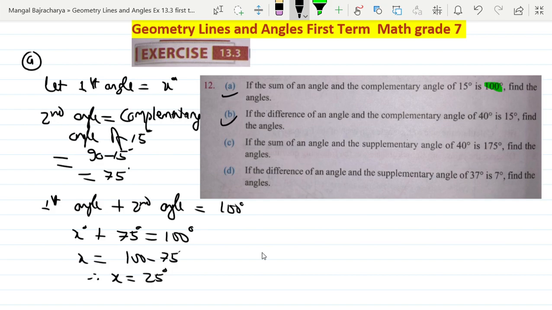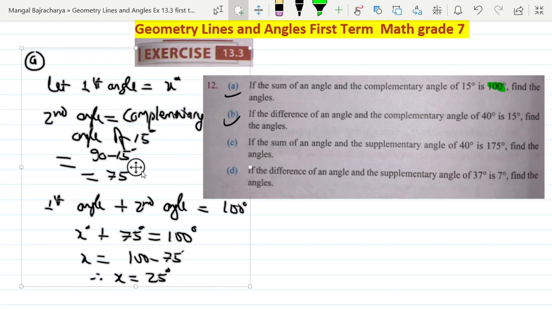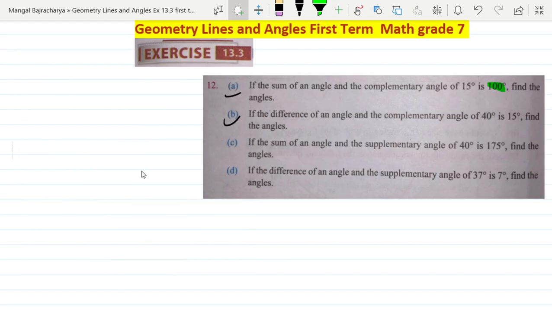And I'll go with B. And for that I will erase this number A. Okay, now number B. So what's here in B? So if the difference of an angle and the complement angle of 40 degrees is 15 degrees, then find the angles, is it? So here in number A there was given the sum of the angle and complement of another angle, but here it's given the difference of the angle and the complement of 40 degrees, is it?